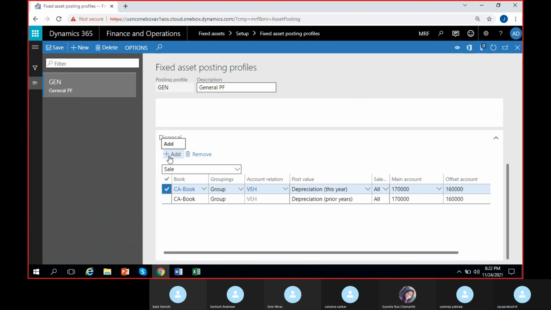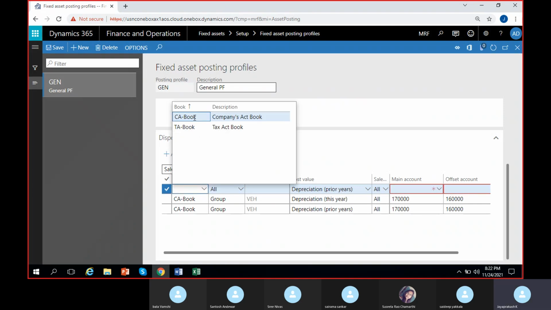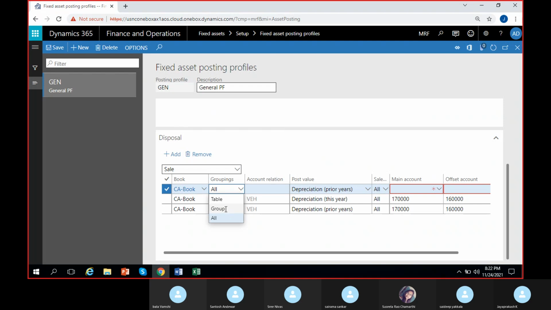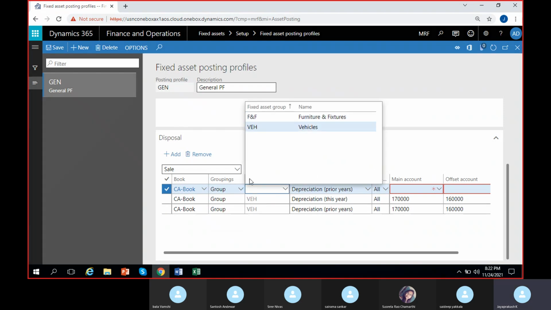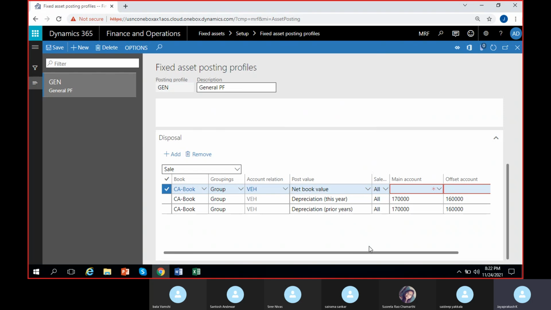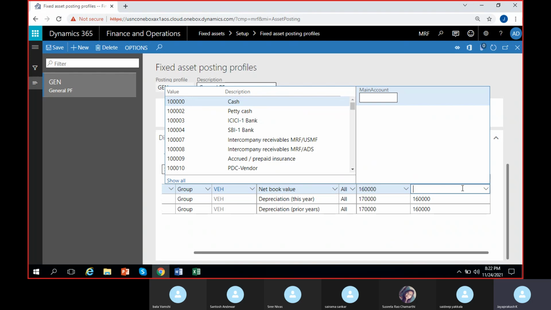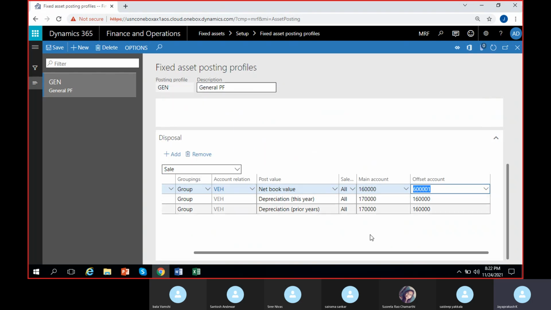Then what else we have to give here is Companies Act, group, vehicle, and we have the net book value that has to be reversed when we sell a fixed asset. So in the net book value, the main account that we will give is 1,60,000, and the offset account that I'll give is gain or loss on sale of fixed asset. This is one thing you have to remember. Gain or loss on sale of fixed asset, I give this side, and this account I'll give this side.